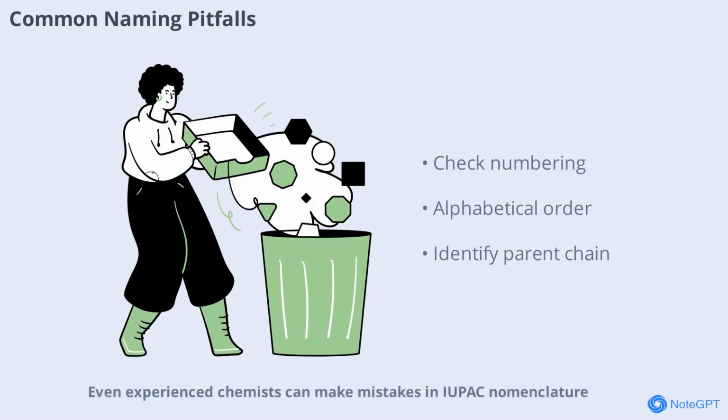Even experienced chemists can make mistakes in IUPAC nomenclature. Common pitfalls include incorrect numbering, forgetting to list substituents alphabetically, or misidentifying the parent chain. Double-checking each step and following the rules carefully can help avoid these errors. Practice and attention to detail are key to mastering IUPAC naming.